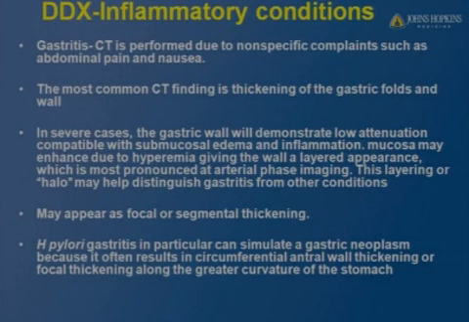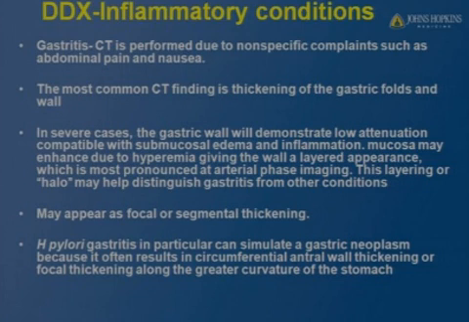Gastritis, inflammatory conditions of the stomach, can be the mimics of gastric cancer. The CT is usually performed due to non-specific complaints in these patients. And most common CT finding is thickening of the gastric folds and wall. But in severe cases, sometimes the gastric wall may demonstrate a low attenuation submucosal layer due to submucosal edema and inflammation. And mucosa enhances due to hyperemia. When there is this layered appearance, it is also called the halo sign that may help us to distinguish gastritis from other conditions. Not always reliable, but it will be helpful.